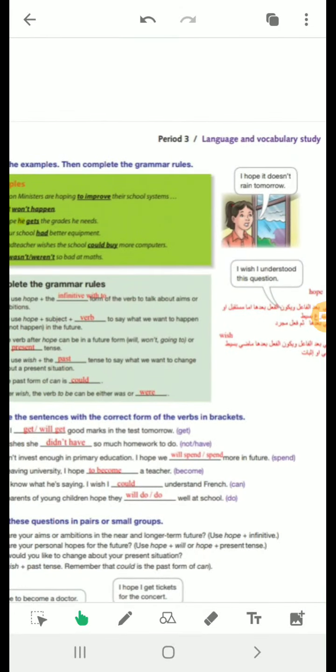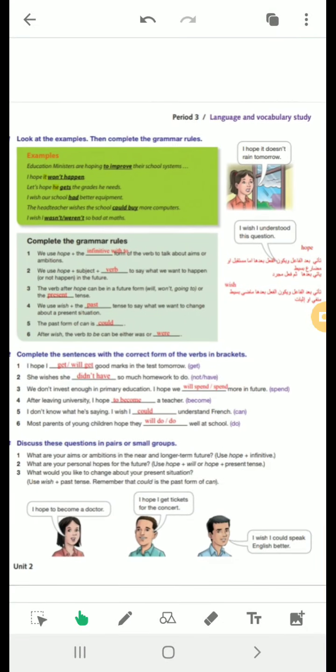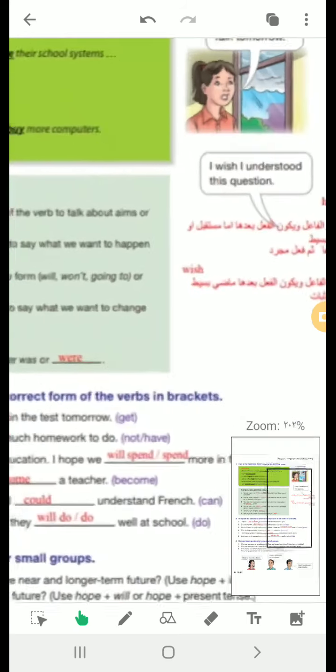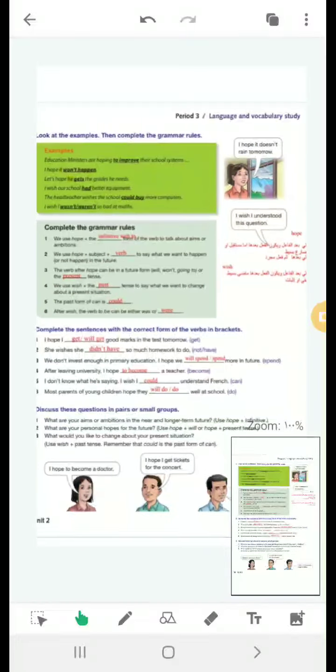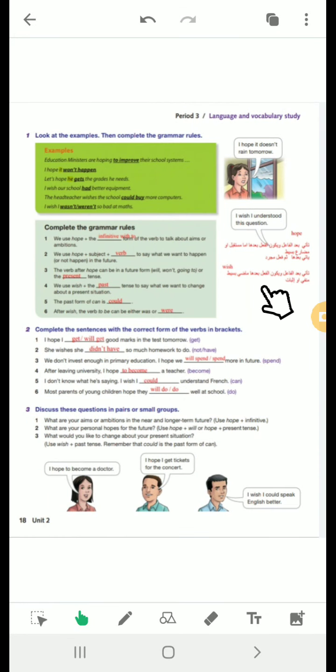Here, the rule in Arabic, hope تأتي بعد الفاعل ويكون الفعل بعدها إما مستقبل أو مضارع بسيط، يأتي بعدها كمان إيش؟ فعل مجرد. wish تأتي بعد الفاعل ويكون الفعل بعدها ماضي بسيط منفي أو مثبت.